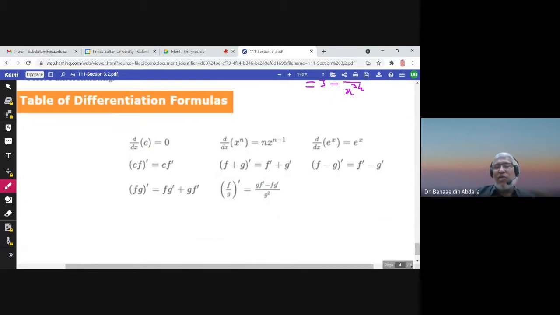These are the formulas we studied up to now. The derivative of a constant is 0. The derivative of x to the power n is n times x to the power n minus 1. Derivative of e^x is e^x. The derivative of cf is c times the derivative of f. The derivative of the sum is the sum of the derivatives. The derivative of the difference is the difference of the derivatives. And this is the product rule. And this is the quotient rule.